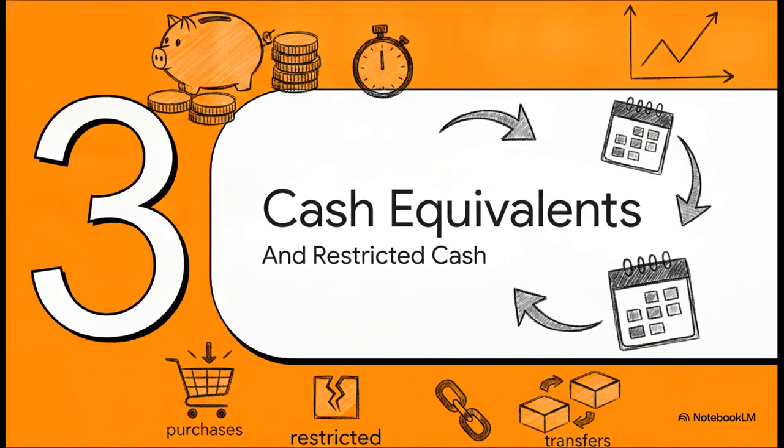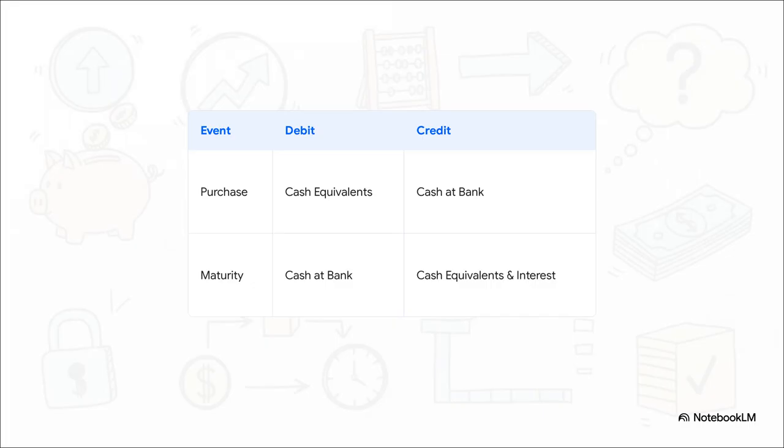All right, Section 3, Equivalents and Restricted Cash. Let's look at purchases, maturities, and transfers. Think of purchasing a cash equivalent, like say a 90-day treasury bill, as just moving money from your left pocket to your right pocket. You debit cash equivalents and credit cash at bank. Easy. But upon maturity, it's slightly different.